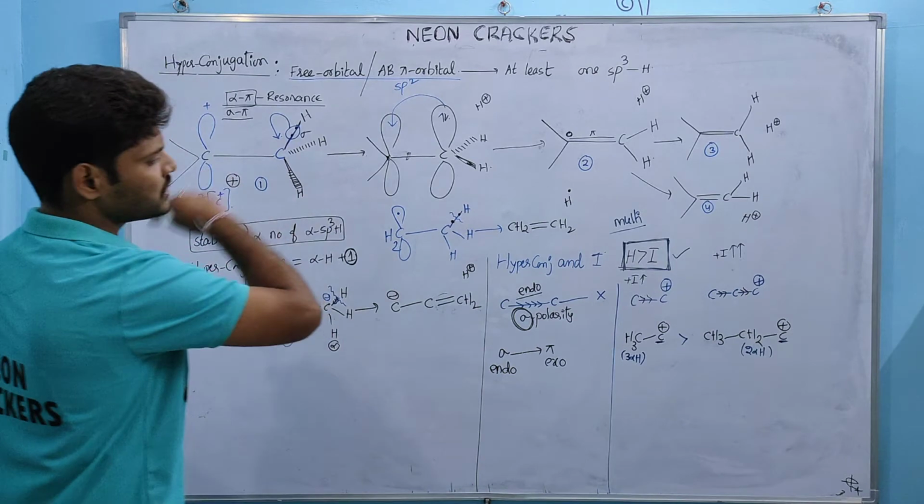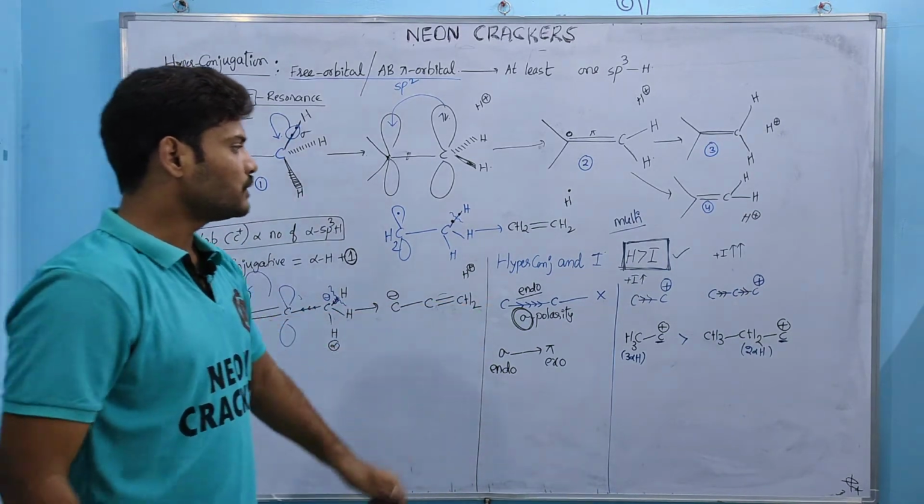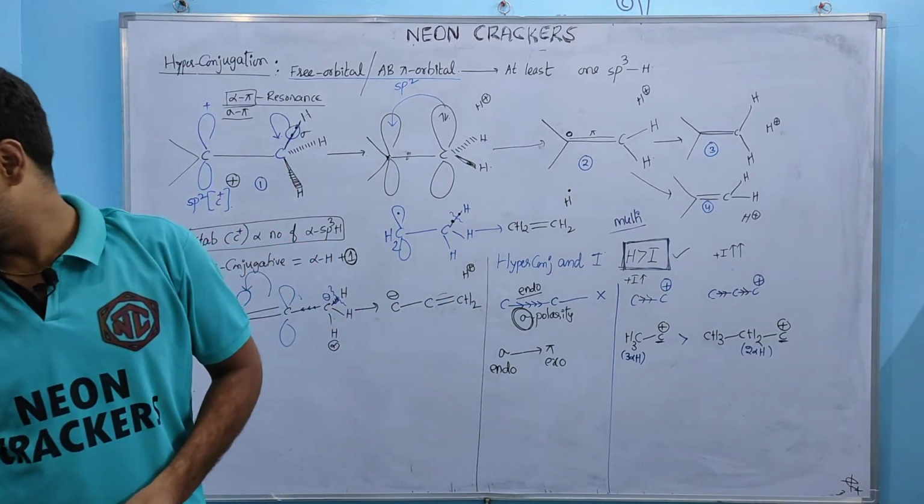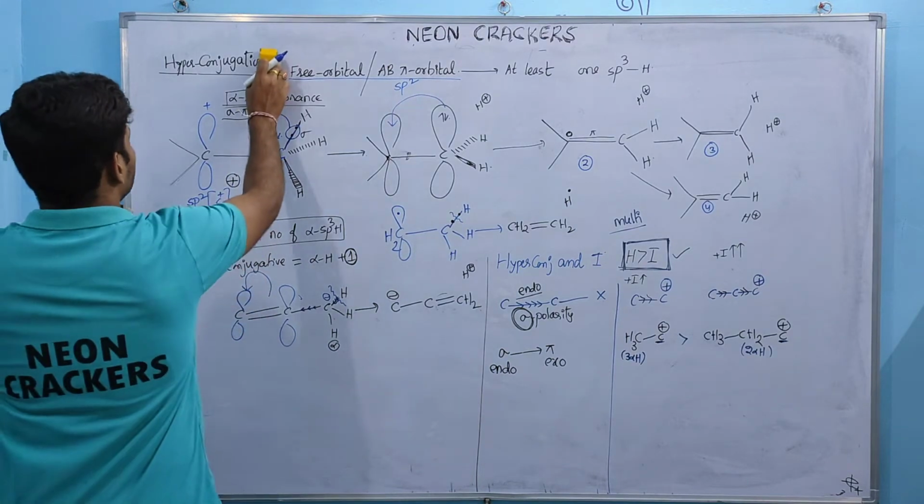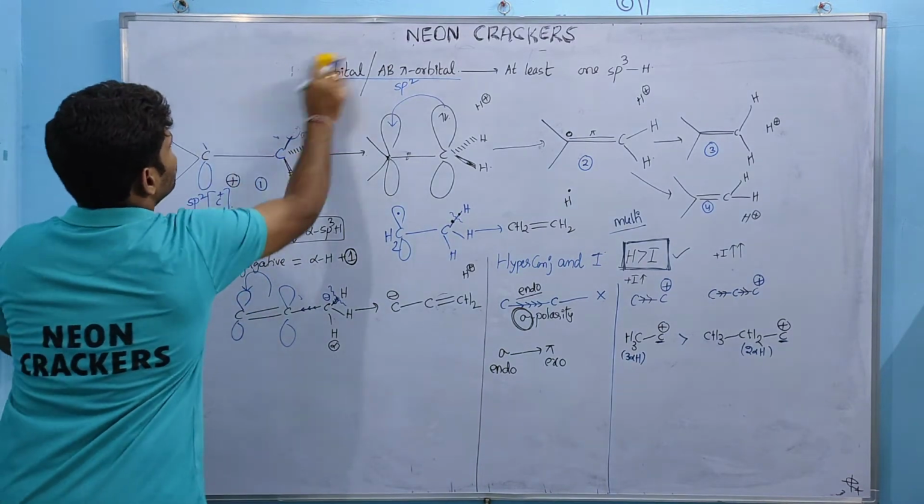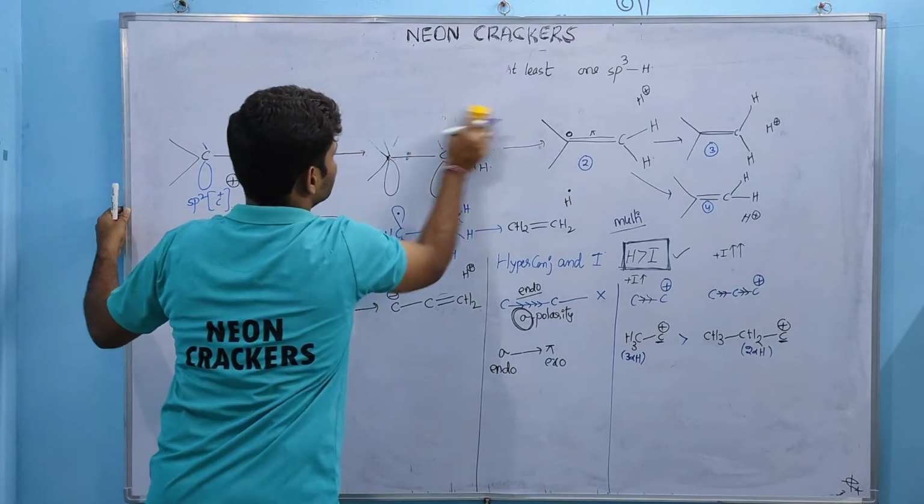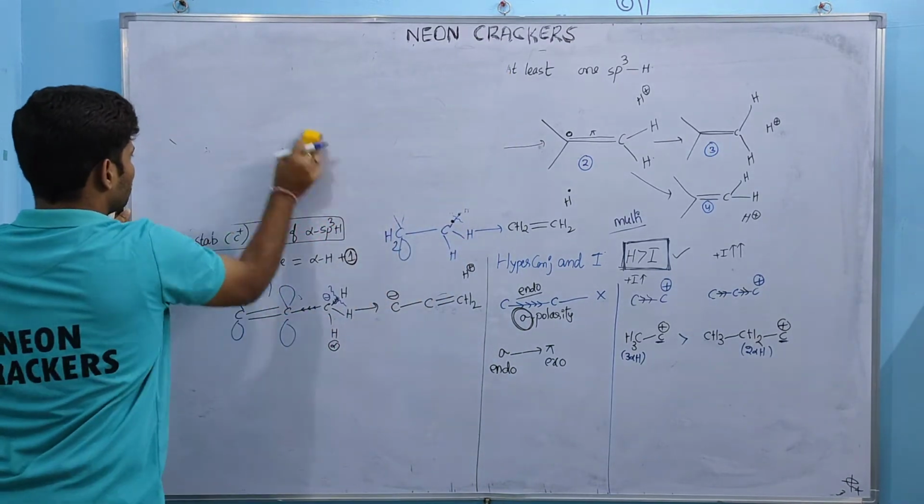Now here hyperconjugation is dominant, so the first molecule will be stable. Overall stability, the first one will be more stable. First one will be what? More stable.